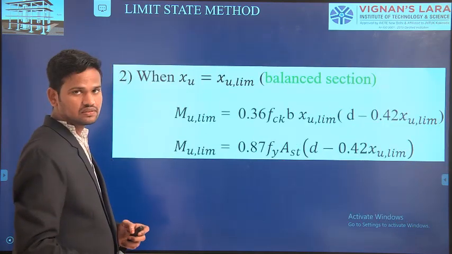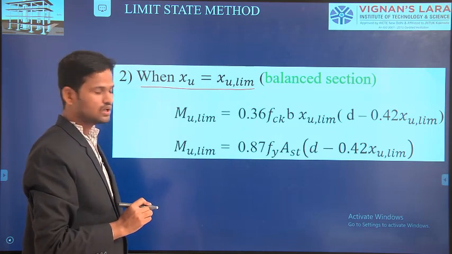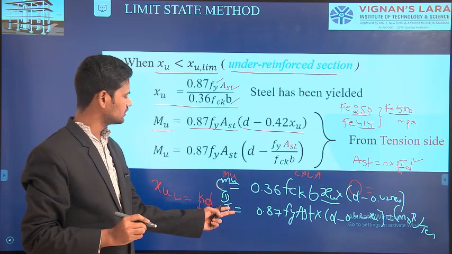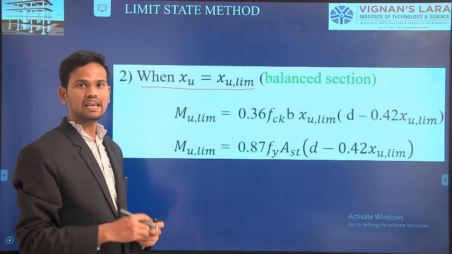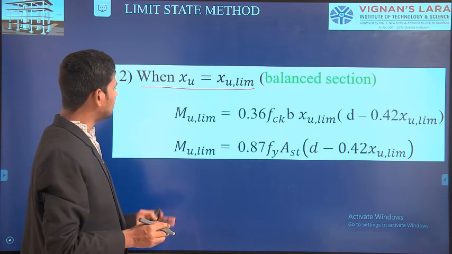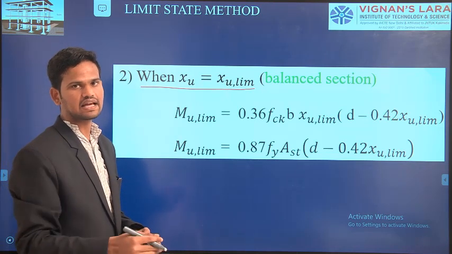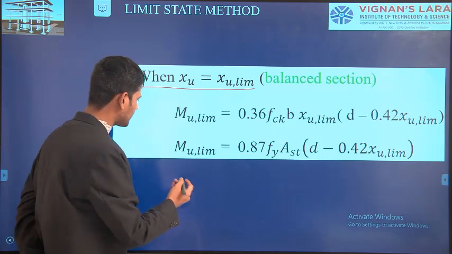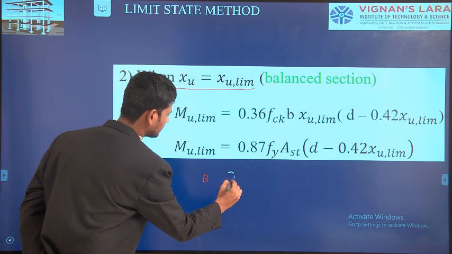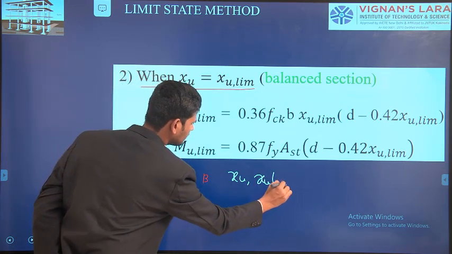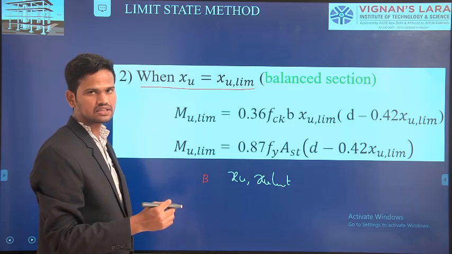Okay, next we come to one more section. In this condition we are taking xu less than xu limit. That means, again with the same concept, we take the total compressive force and total tensile force for the balanced section and calculate the xu value. There are some more points on when we have to take xu and when we have to take xu limit. I will discuss that in the next class. We calculate the xu value and xu limit value for all three sections: balanced section, under reinforced section, and over reinforced section.